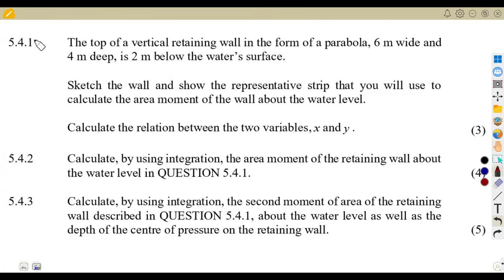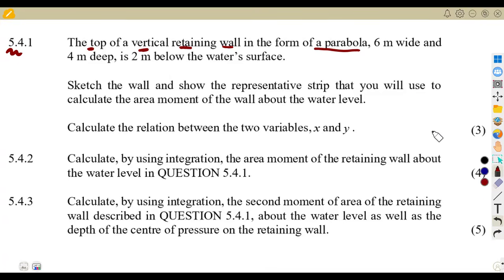We are given question 5.41, the top of a vertical retaining wall. Take note, the top is in the form of a parabola. Remember from our graphs, this is a parabola, something of this nature. That's what we know about this.